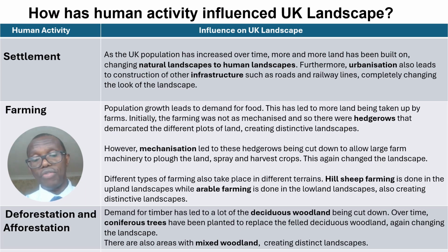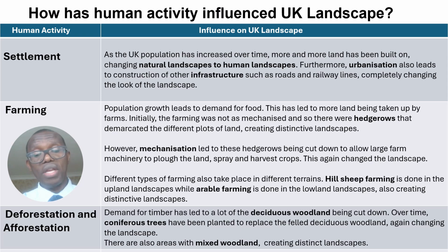Deforestation is the cutting down of trees, and we need the trees for wood, for example. The deciduous woodland is what originally was here in the UK, but a lot of that has been felled over time, as in it has been cut down, for timber, for paper, and so on.